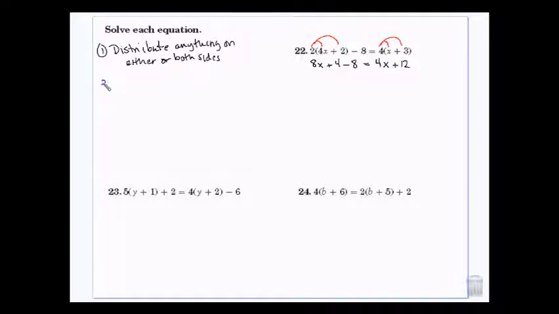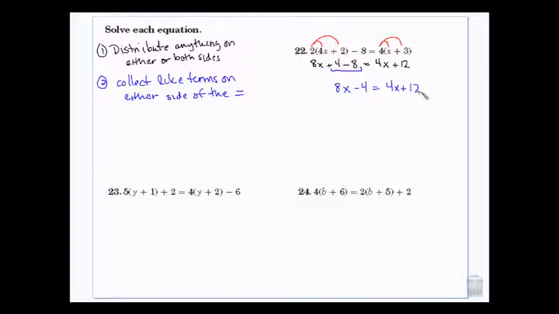Step 2 is going to be to collect like terms, but only on one side or the other. You don't cross the equal sign yet. Okay, so I'm going to collect the like terms on this side, and if there were any over here, I would collect them on that side, but I'm not crossing the equal sign yet. So this one becomes 8x minus 4, because 4 minus 8 is negative 4, and 4x plus 12 stays the same.